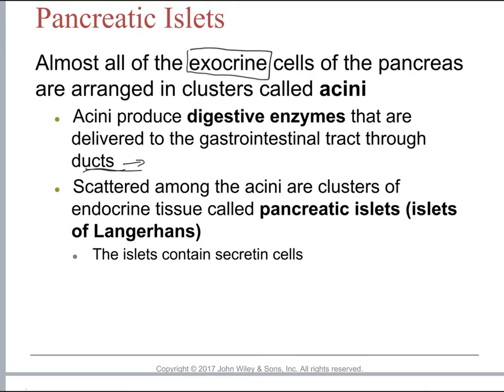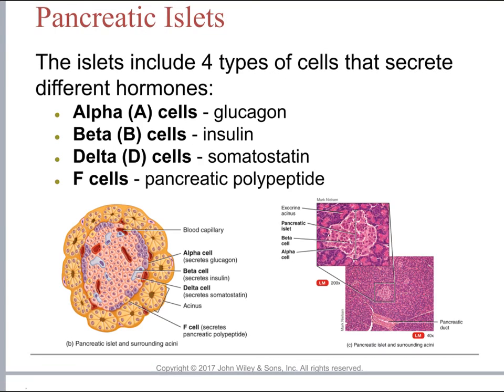Now, scattered among these acini are clusters of endocrine tissues called pancreatic islets. These pancreatic islets are also called islets of Langerhans. Now, the islets contain secretory cells, cells that are going to secrete stuff through the blood and act on the cells of the body. The islet cells include 4 types of cells that secrete different hormones.